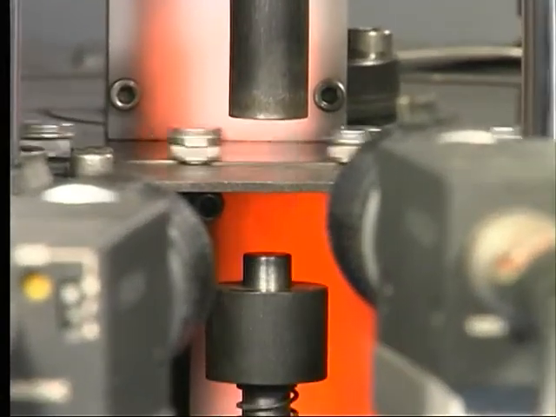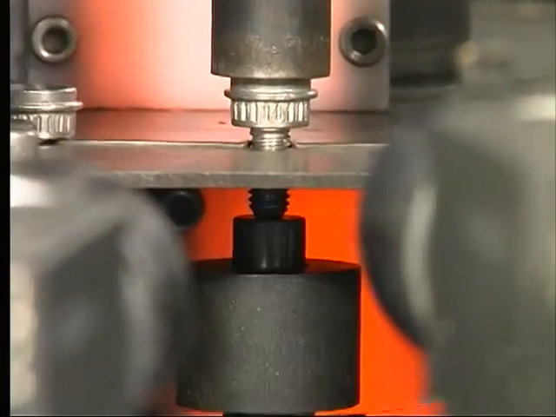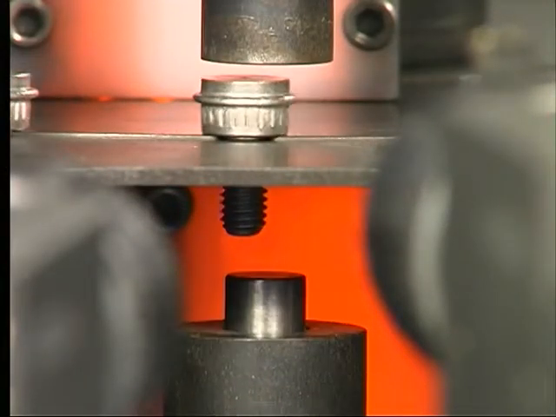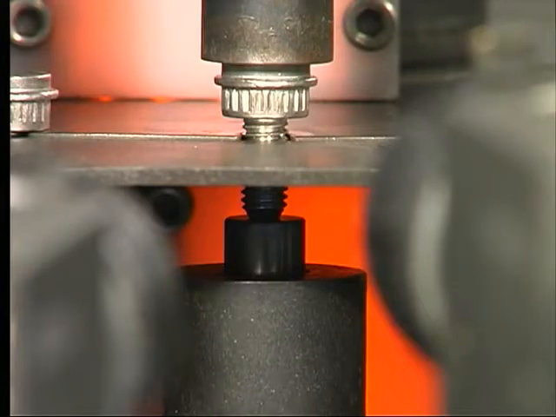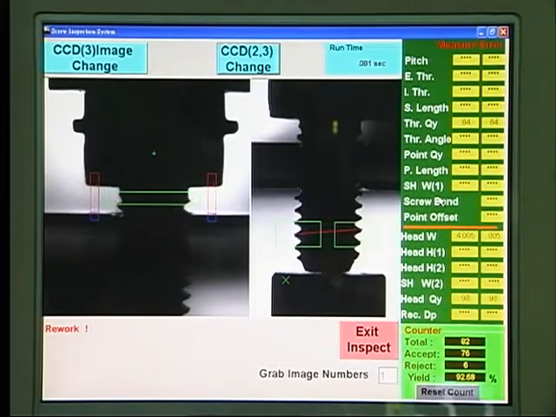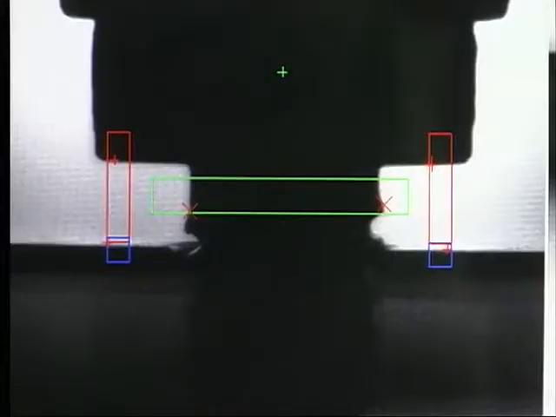Each inspected screw is lifted up from its bottom, so that the area under the head is exposed to the camera. The system checks if the outer diameter of the first thread meets the requirement, and if there is any jump thread under the head.